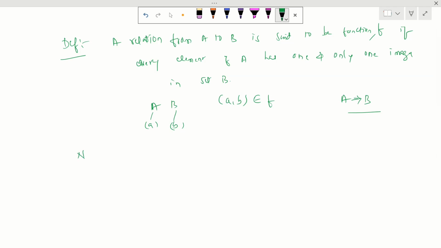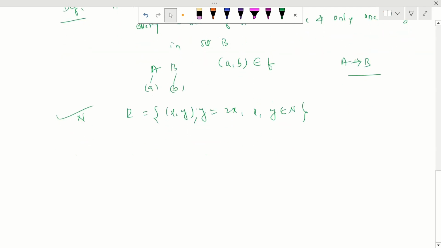Let N be the set of natural numbers, and the relation is defined by (x, y) where y equals 2x, and x and y belong to N. In this case, what are the domain, codomain and range? Is this relation a function? We have to identify whether this relation is a function, and find the domain and range also.